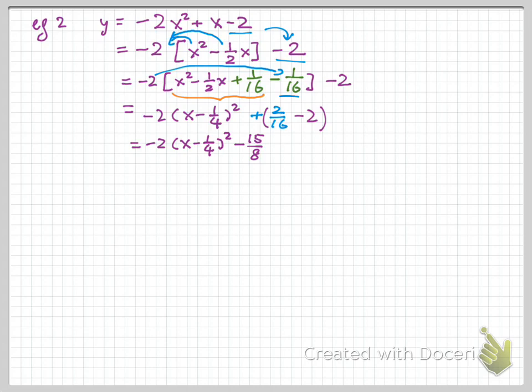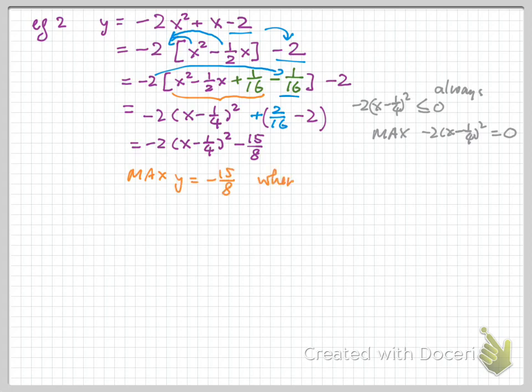So how do we read this result? Note that for the minus 2 times x minus 1/4 squared, this is always less than or equal to 0, because it is the negative of a complete square. So the maximum value of this portion is 0. So altogether, the maximum value of y will therefore be minus 15 over 8. And that happens when x is 1 over 4, when this complete square is 0.